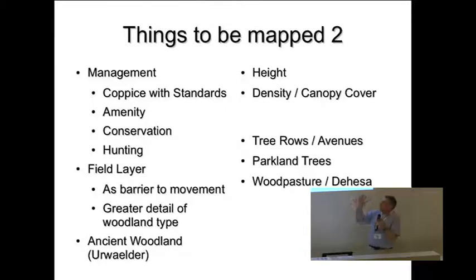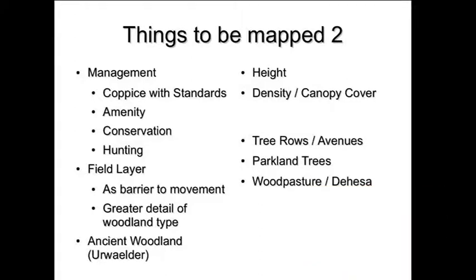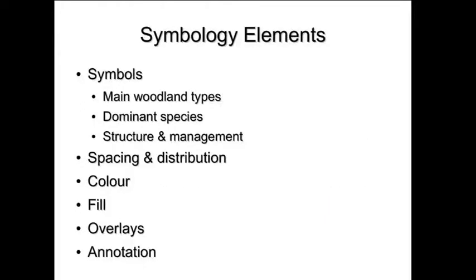We can also try the management, whether the field layer is one you can walk through, is it brambles or some other thing. We can map whether the woodland is an ancient woodland, an Urwald, the height of the trees, the density of the canopy cover, and there are other tree-related things like avenues, tree rows, parkland trees, wood pasture. We have a vast number of symbological elements.